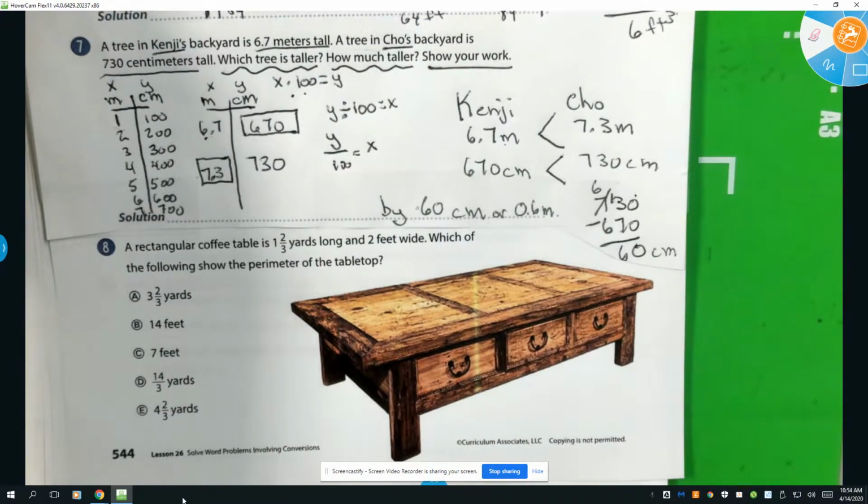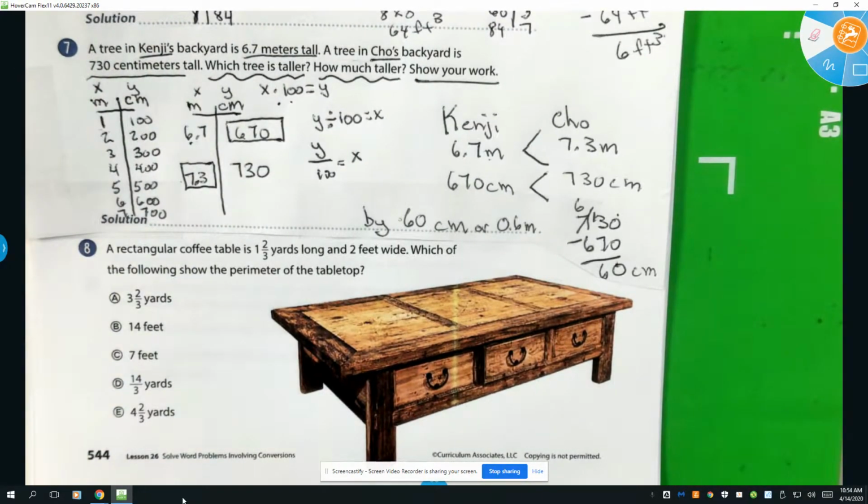Okay, so let's move on to the next problem. A rectangular coffee table is 1 2/3 yards long and 2 feet wide. Which of the following shows the perimeter of the tabletop?